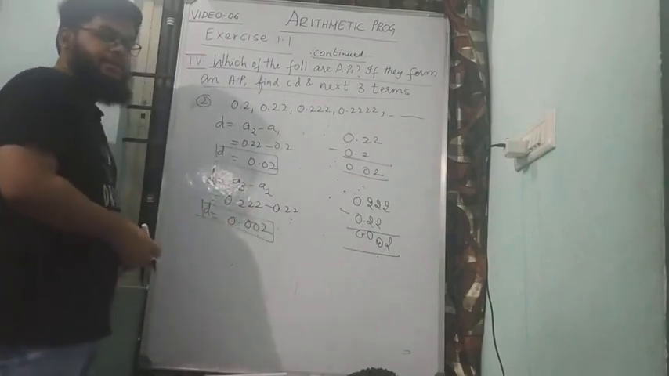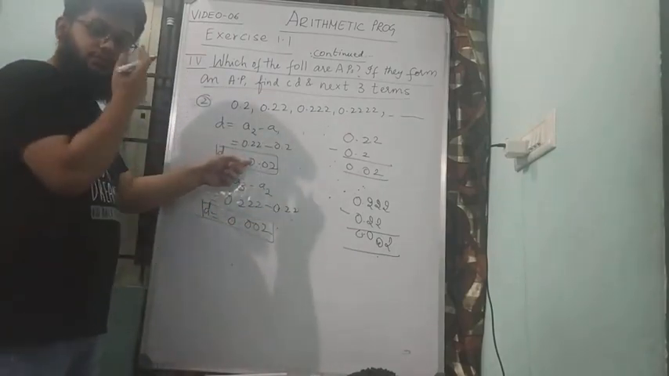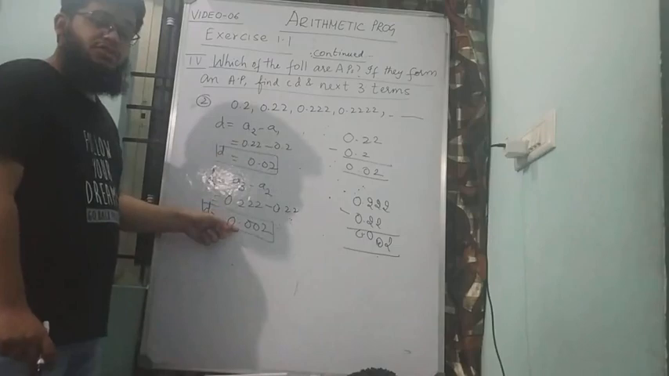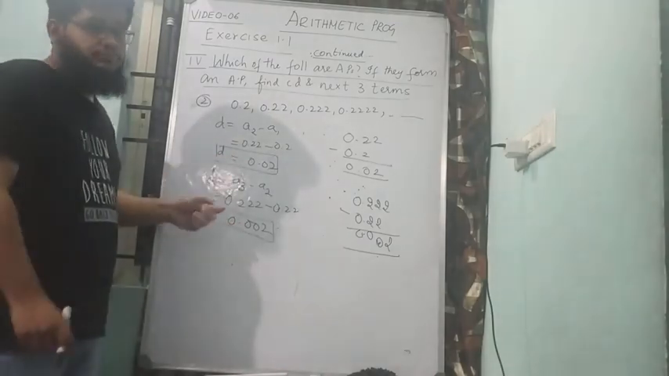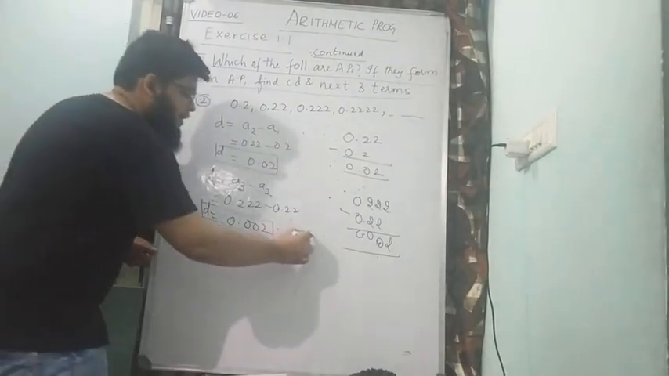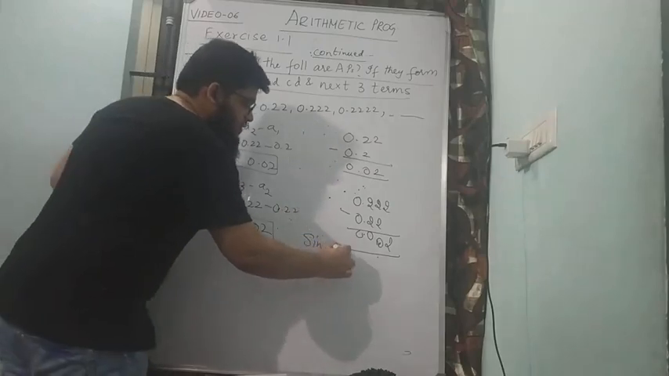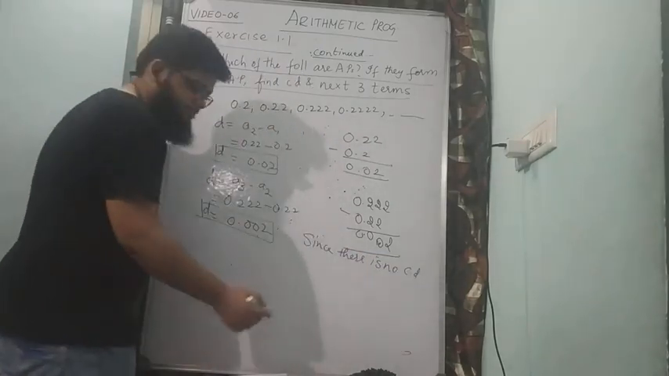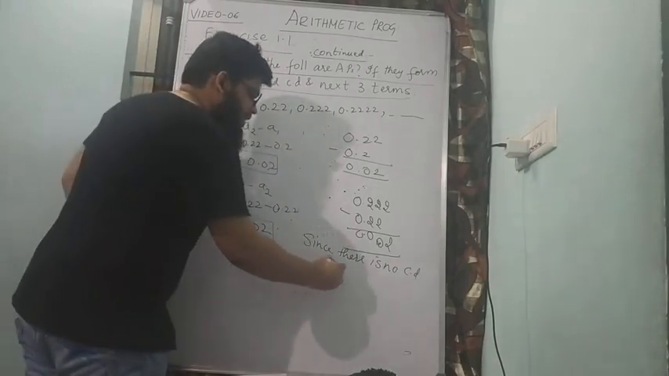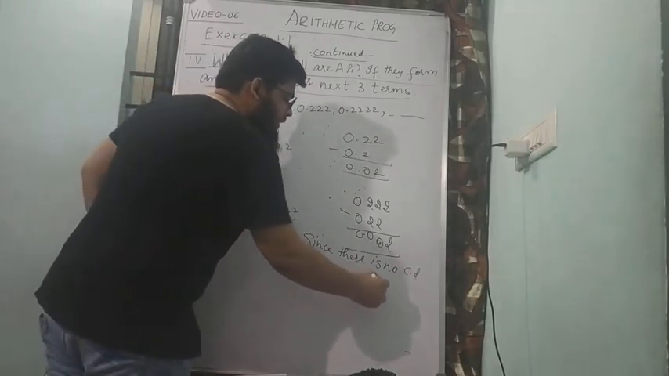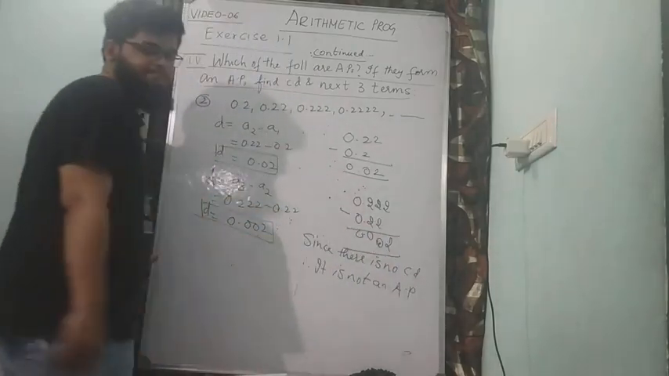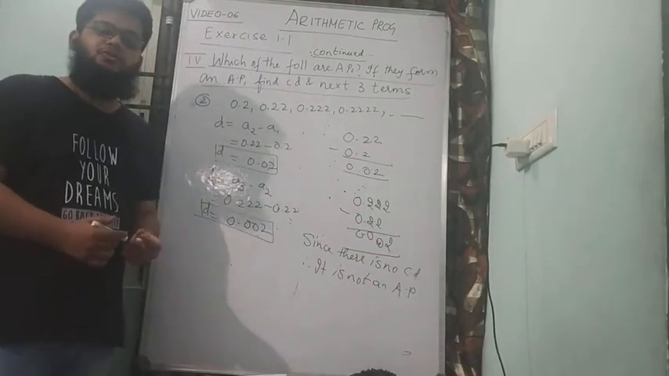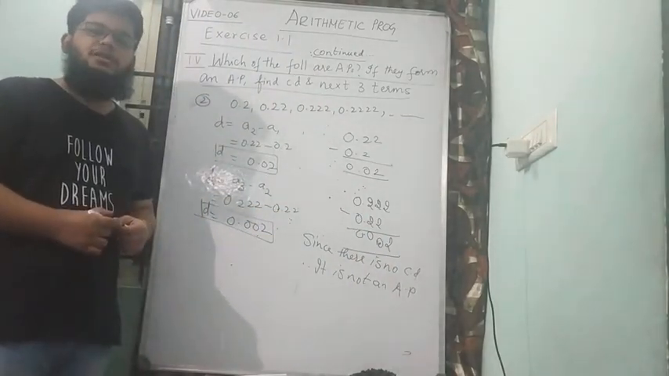Now let us compare. This is 0.02, this is 0.002. Are they the same? Definitely not. So the conclusion will be, since there is no common difference, therefore it is not an AP. So that is how we have to prove if it is AP or not. I hope you have understood this.